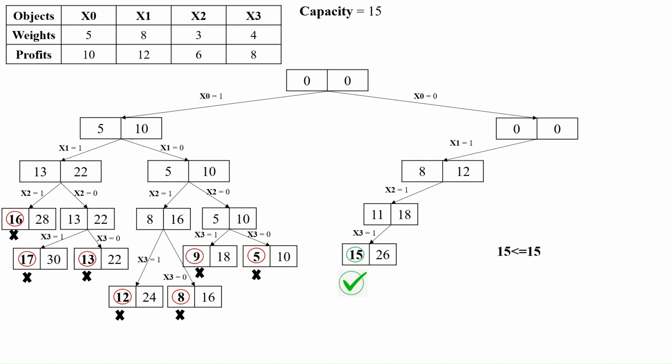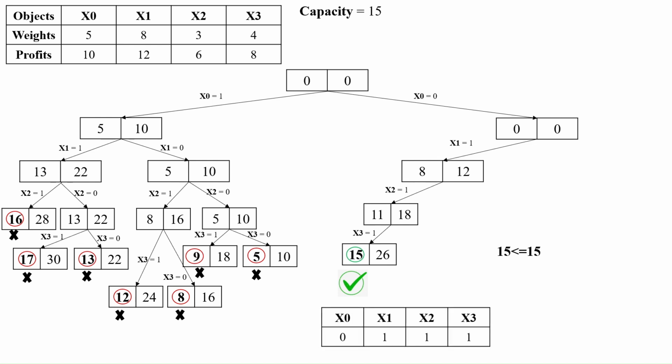We have got the solution by considering the x1 object, x2 object and x3 object, and by not considering the x0 object. There we can observe that in the profit part we have the total profit which we gain. That means the total profit which we gain is 26.